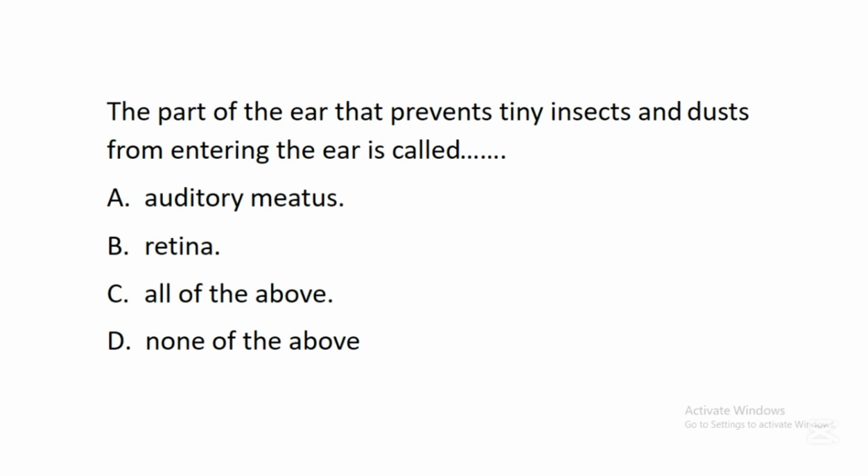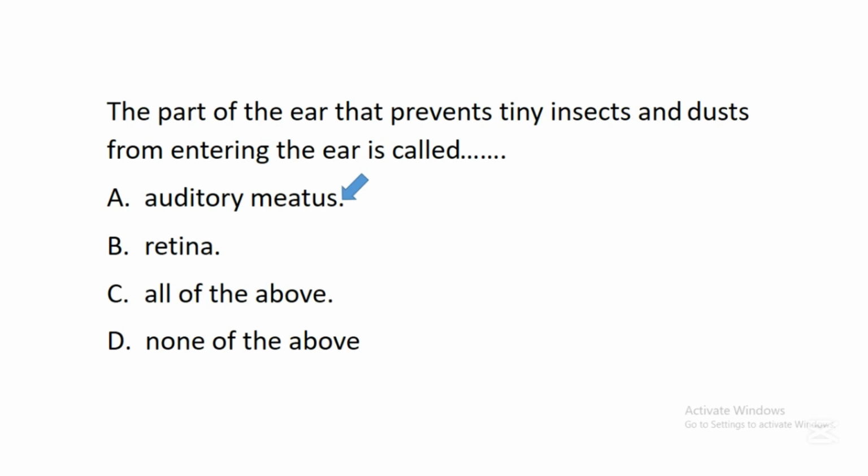The next question says, the part of the ear that prevents tiny insects and dust from entering the ear is called dash. A. Auditory meatus. B. Retina. C. All of the above. D. None of the above. In this question, the correct answer is A. Auditory meatus.